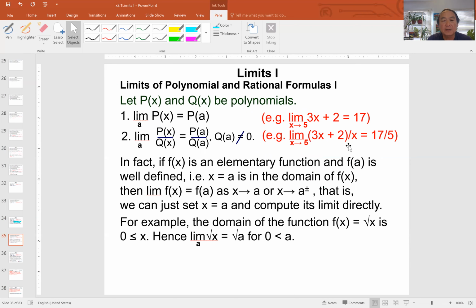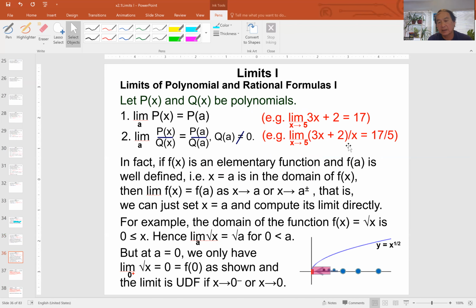So for example, here's the square root of x. As x goes to 0 from the right-hand side, the limit is 0. From the left-hand side, you cannot take the square root of negative numbers, so it's undefined.